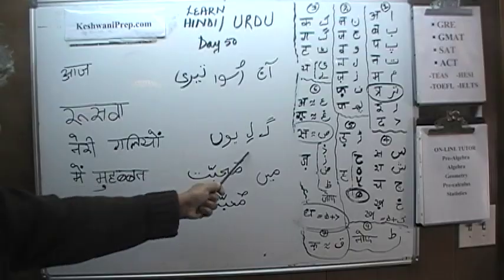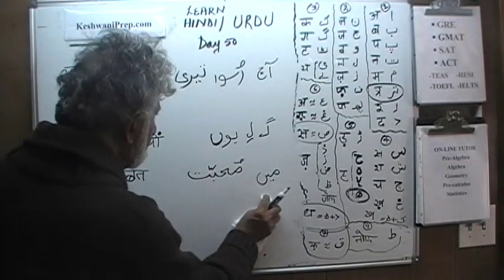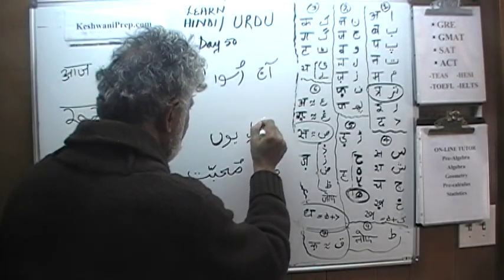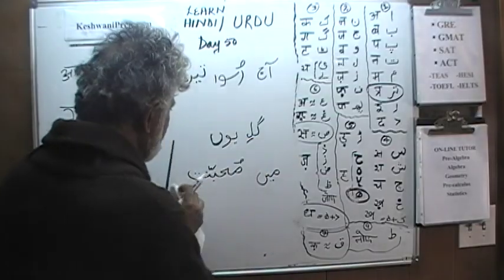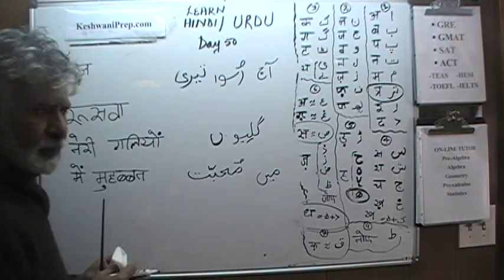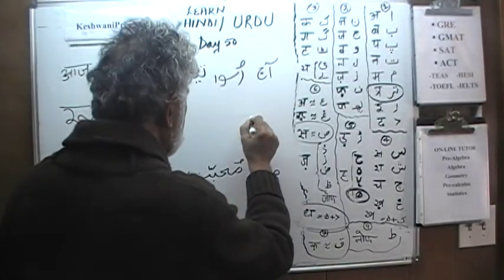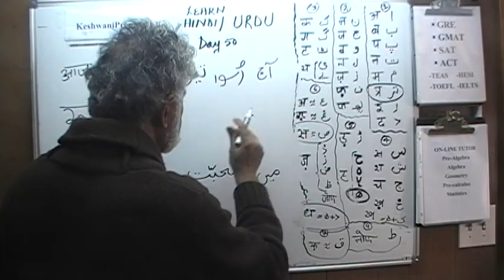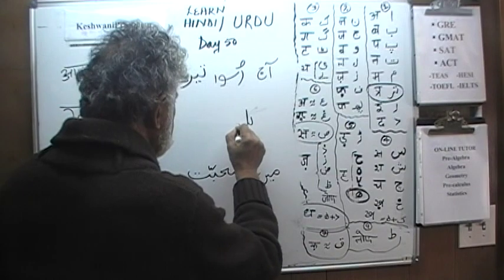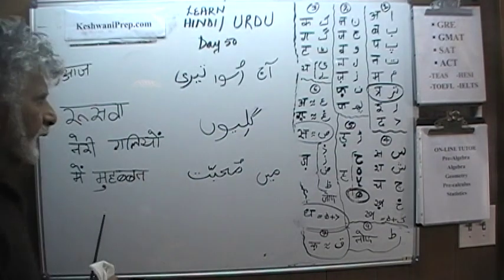Aaj ruswa teri galiyon mein. Oh, we never joined the galiyon. Let's do gali together. So the g, as we talked about before, is going to be like this, gali, and then you just join the yo with it. There you go. Galiyon. Let me rewrite it. गलियों. There you go. That looks much better.